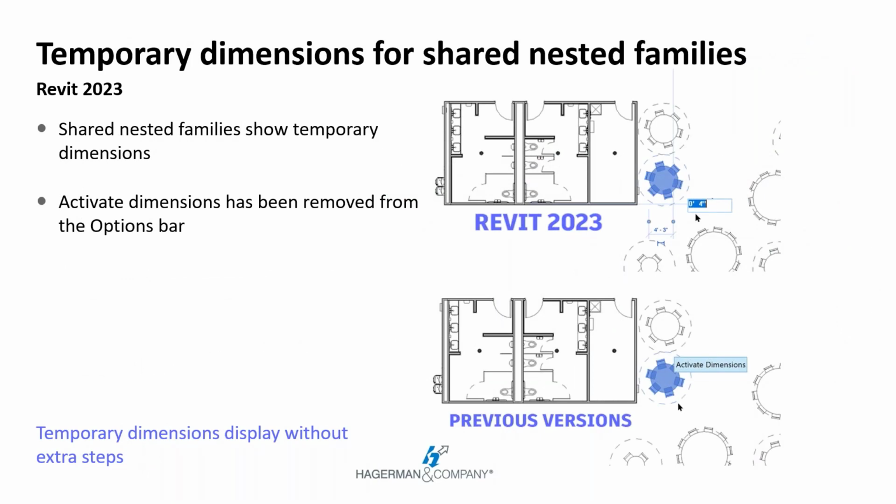Users have requested to save a step and no longer select activate dimensions for shared nested families. Revit 2023 removes the extra step of clicking on activate dimensions from the options bar to view temporary dimensions of shared nested families. Subtle update, but I always appreciate the elimination of an extra mouse click. Pretty good stuff here.